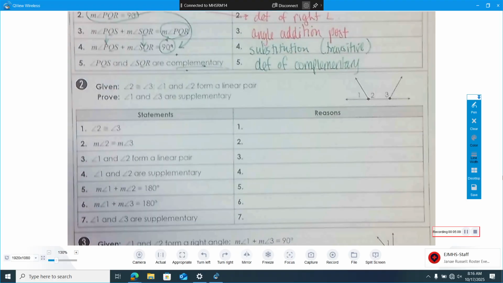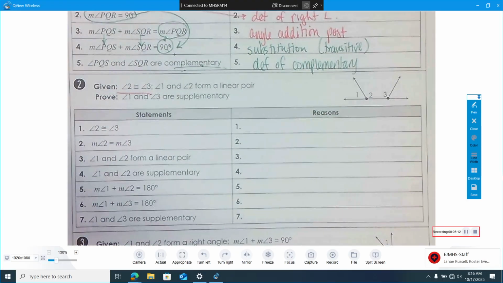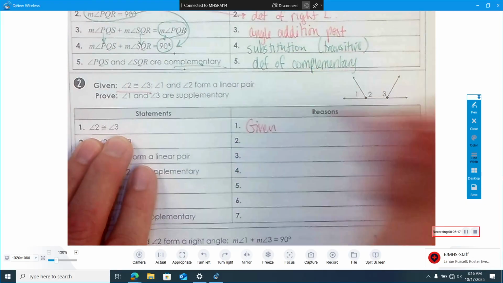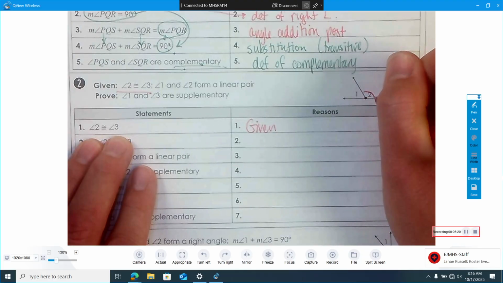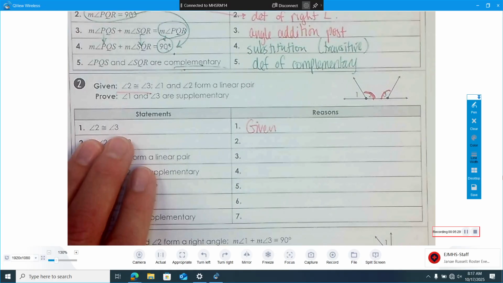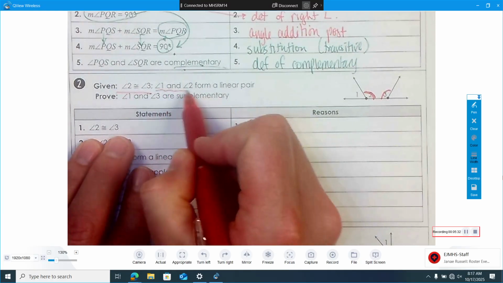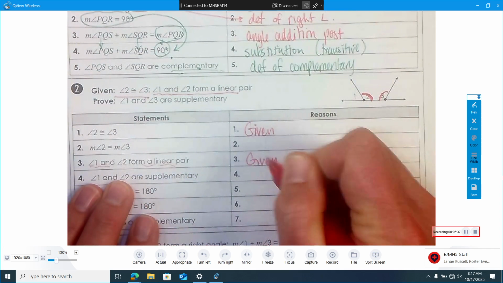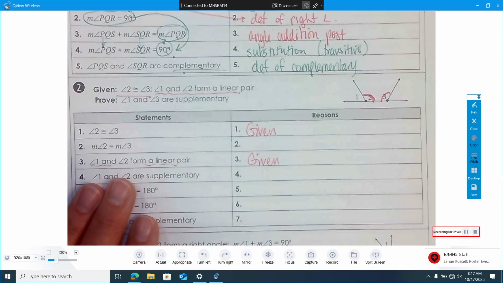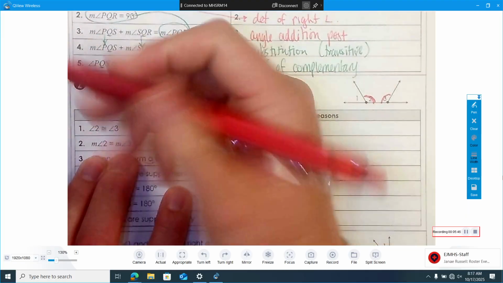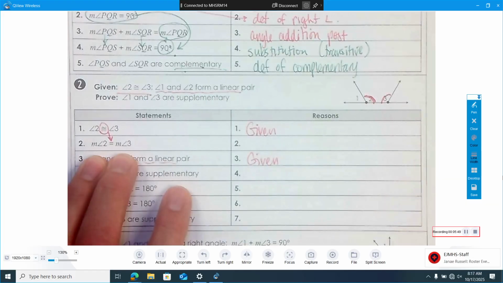All right. We have, first of all, angle 2 is congruent to angle 3. So step 1 here, what's our reason? Given. All right. Now, I want to mark that picture up. Again, angle 2 is congruent to angle 3. So these two angles are the same. Let's see, angle 1 and angle 2 form a linear pair. Oh, look, it's right there. Can I also write given in for that? Okay, great. You just earned 2 points. All right. Good job. All right. Ladies and gentlemen, what allows us to go from congruent angles to equal measures?